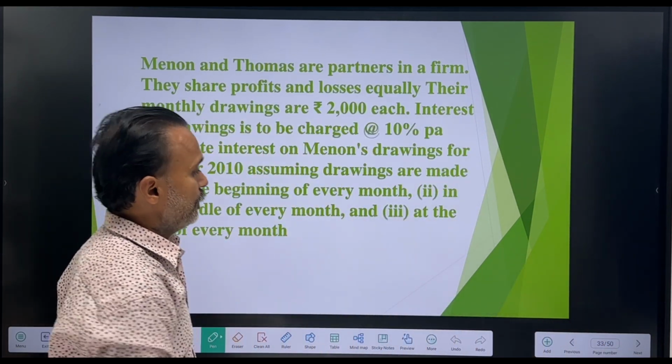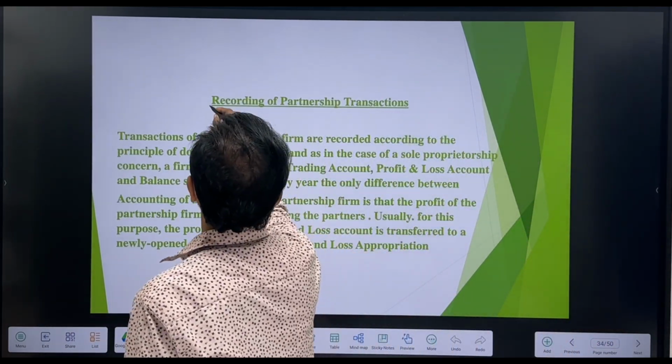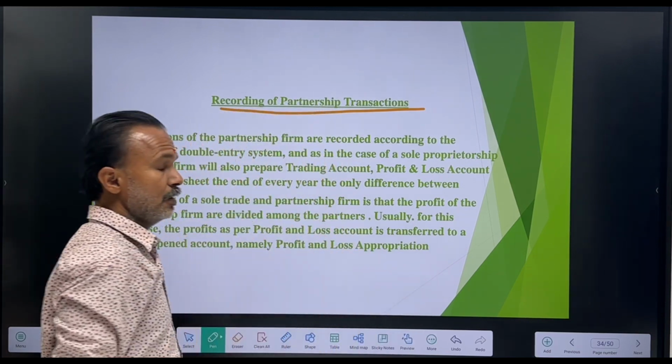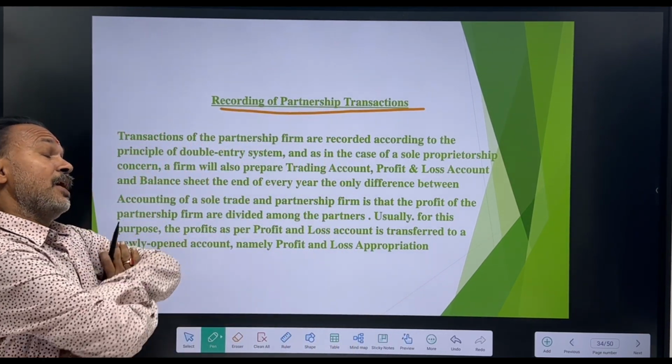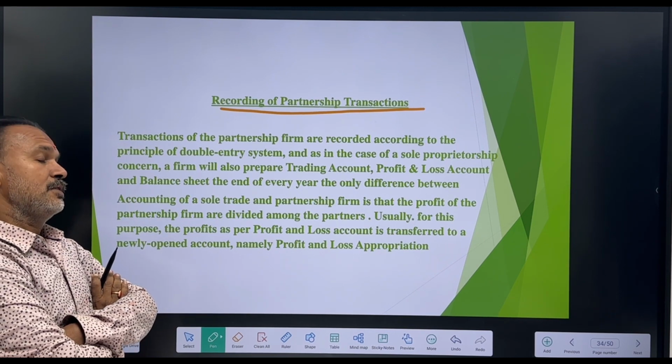Methods of recording partnership transaction. Recording of partnership transaction. Partnership transactions are recorded on the principle of double entry system.